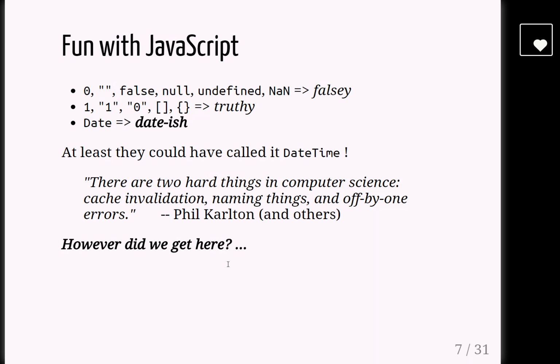There's this wonderful quote: off by one in naming things. Cache invalidation doesn't really apply here. I usually throw time zones into the mix of things that are hard in computer science. So one wonders, what were they thinking? Why did we do this?